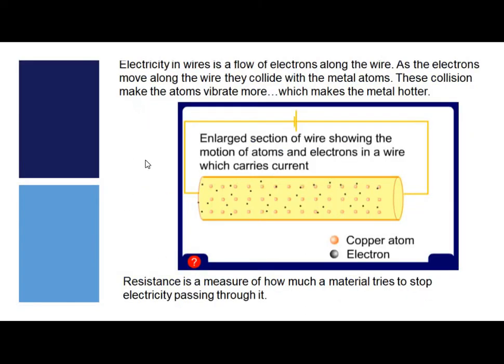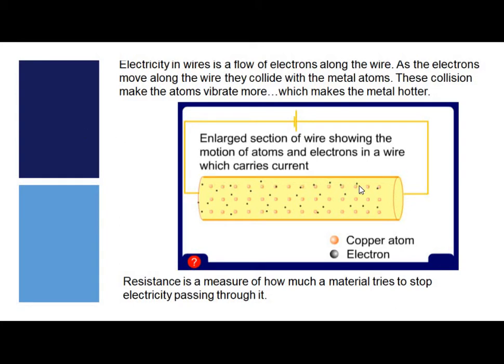Now, why does that happen? So electricity in wires, as we know, is a flow of electrons along that wire. As the electrons move along the wire, they start to collide with metal atoms. Those collisions make the atoms vibrate more, which then makes the metal hotter. So the more vibrations there are, the hotter the metal gets.